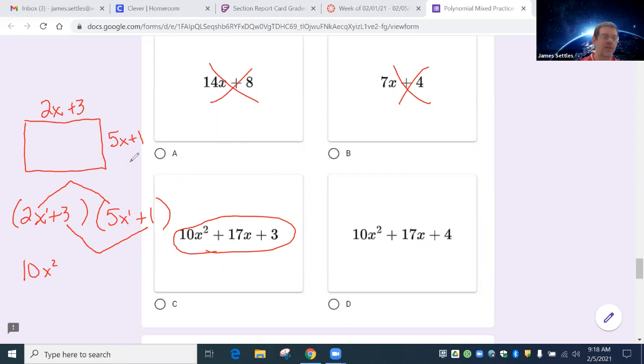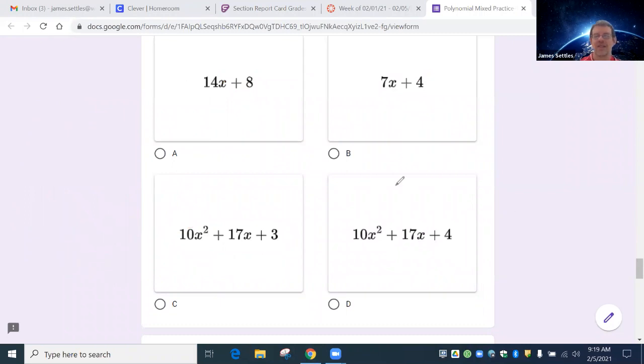So the first 2 in each set of parentheses and the last 2 in each set of parentheses. And usually, just by looking at your answers, you're going to be able to either figure it out or you're going to be able to narrow it down to 2. Let's see.